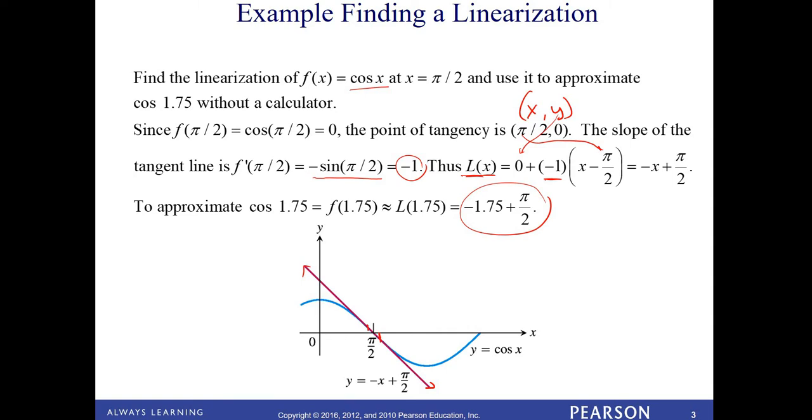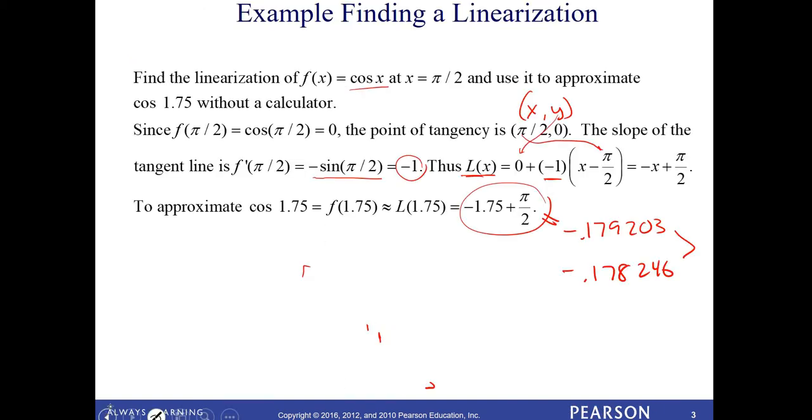Now, negative 1.75 plus pi over 2, I'm doing this as I speak, is actually negative 0.179203. So that's what that equals. Now if I did cosine of our actual function of 1.75, I would have gotten negative 0.178246. So you can see how close these two actually are.